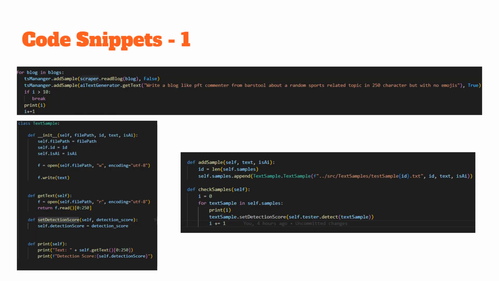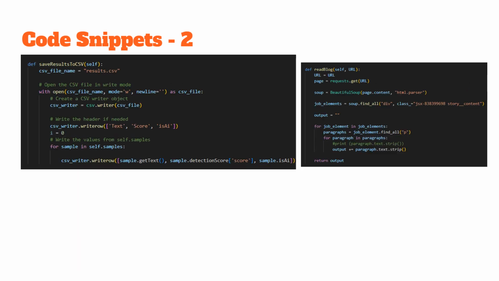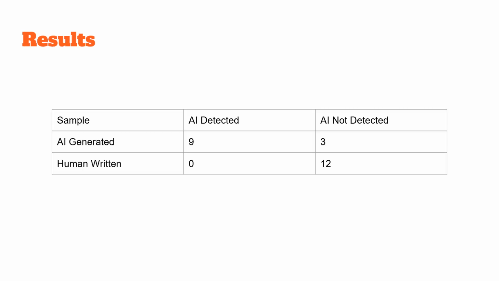Here are a few code snippets, just like how we add a sample and what the text sample class is. A couple more examples of saving it to a CSV and reading the blog.